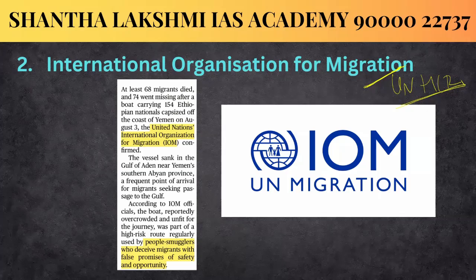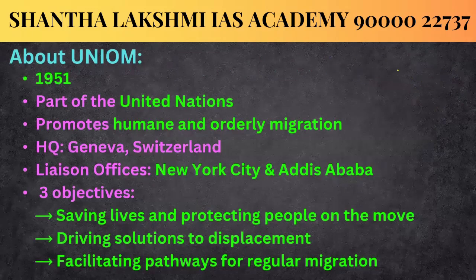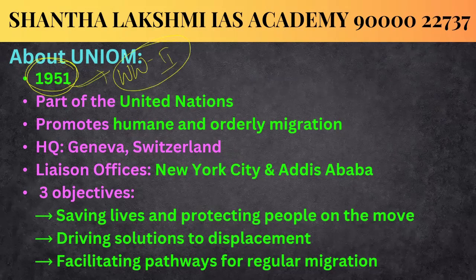Why I included this topic is that yesterday we read about refugees, right? The United Nations High Commissioner for Refugees. So today let's learn about the International Organization for Migration. It was established in 1951 after the Second World War in order to deal with the issue of the migrants who fled Europe post World War II, and it is part of the United Nations. So what is the purpose of this organization?